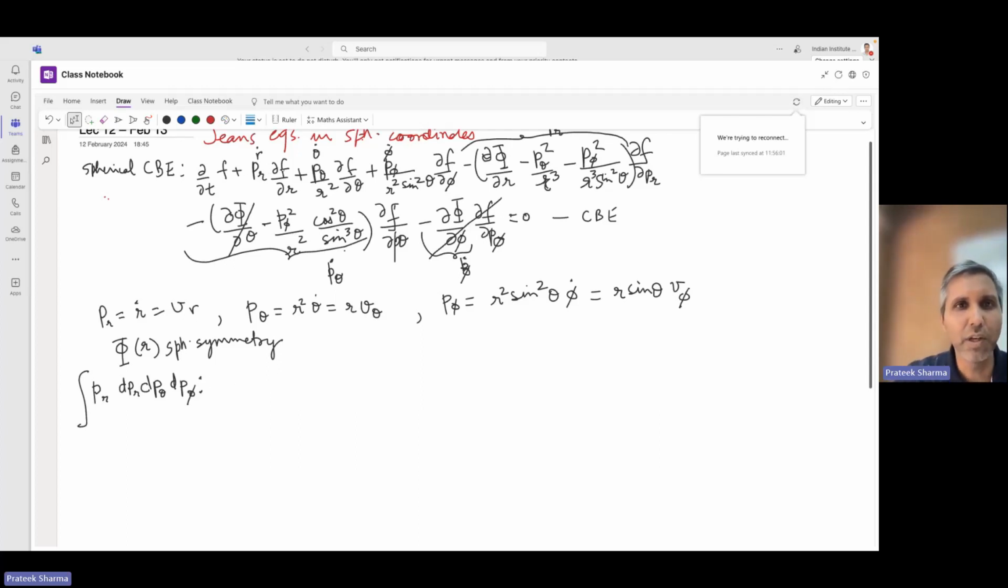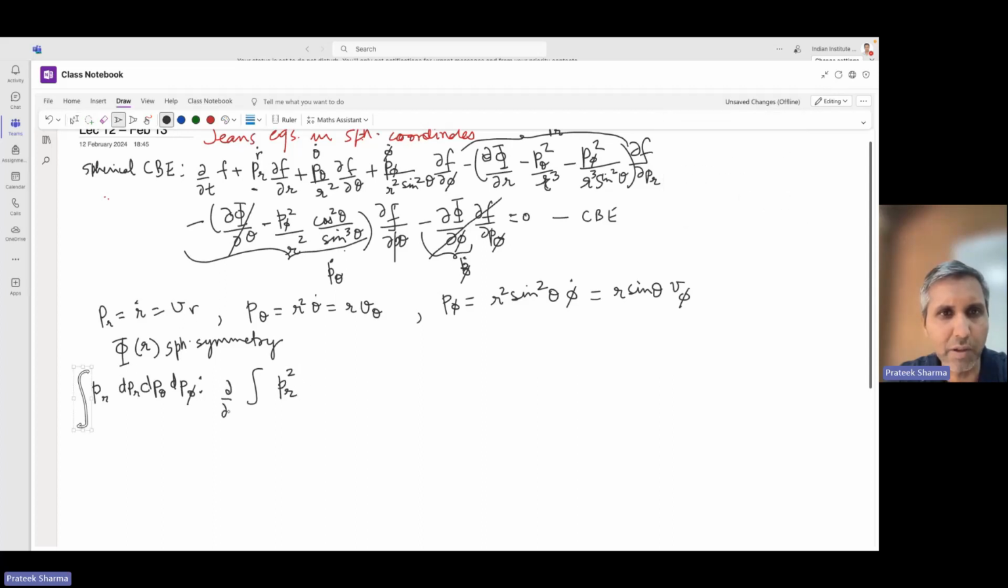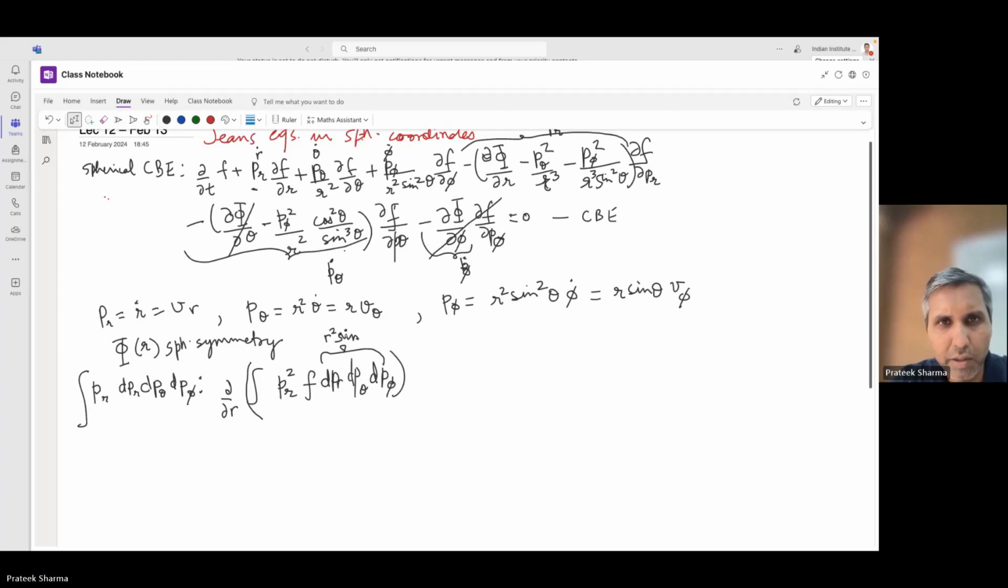Okay, so let's go back here. Let's look at this first term. We want to take the moment of this. Basically, let's look at p_r. This ∂/∂r can come out, right? Because of p_r squared f dp_r dp_theta dp_phi. This is fine. This is the first step, but this is nothing but r squared, from above, r squared sine theta dv_r dv_theta dv_phi, right?